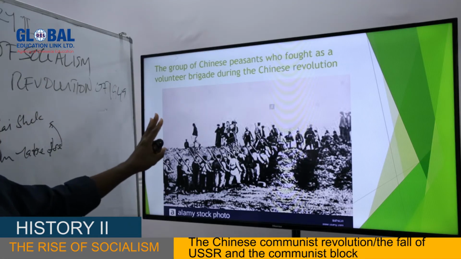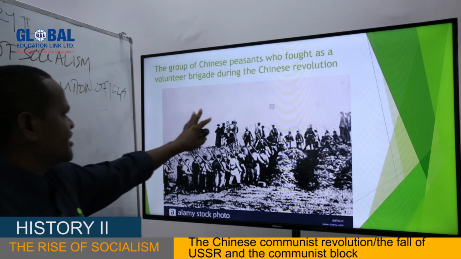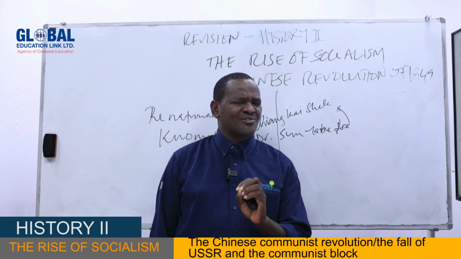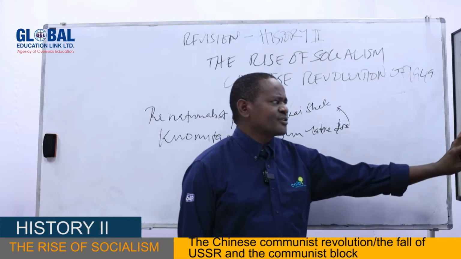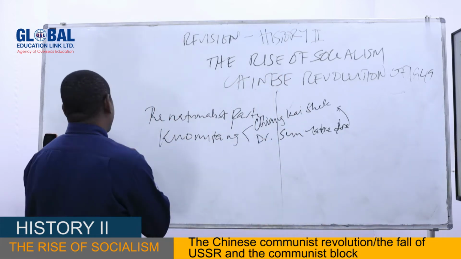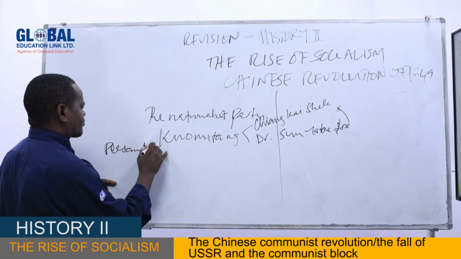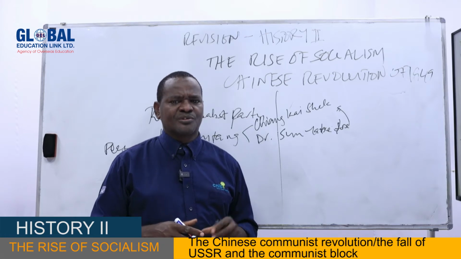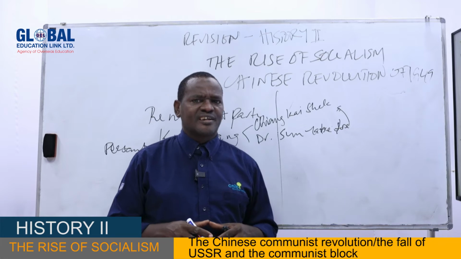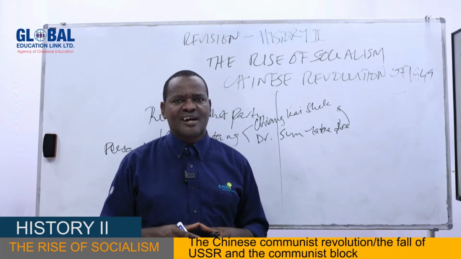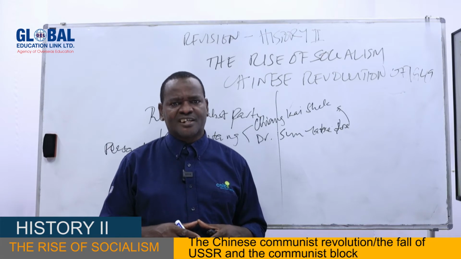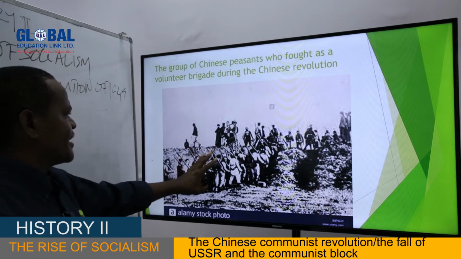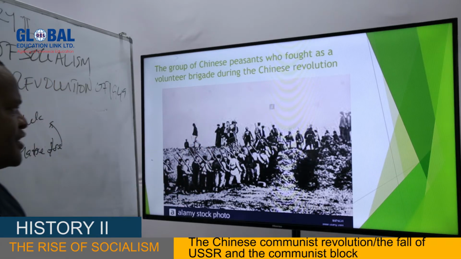My dear students, as you can see, this is the group of Chinese peasants who fought as a volunteer brigade during the Chinese Revolution. Quite contrary to the Russian Revolution, the Chinese Revolution was a peasant revolution. Because the working class in China was very small due to lack of industries, Mao Zedong had no other option but to use the peasants of China, who were the majority. So you can see this is the group of Chinese peasants who were fighting with Mao Zedong during the process of the Chinese Revolution.